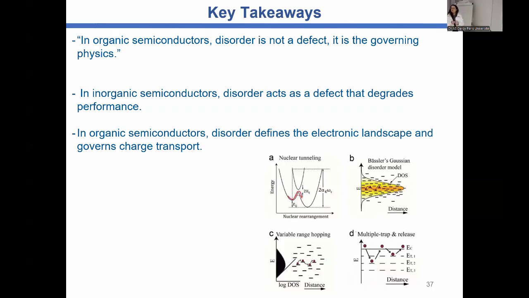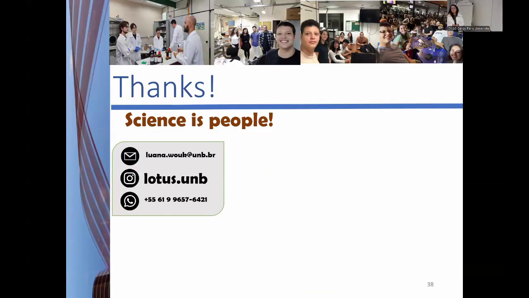So in terms of electronic properties, disorder is better than some molecular ordering that can badly impact the charge transfer. So that's it for today.